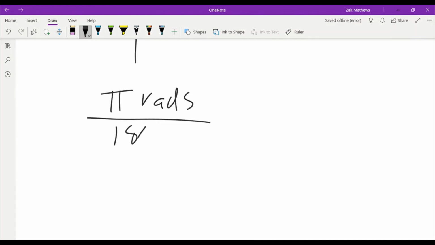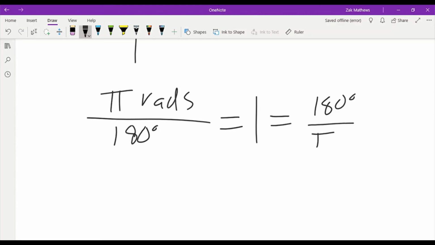which means that this ratio right here, that is equal to 1. If I have anything over itself, that is equal to 1. Even though they don't look the same, they are the same. They are equal to each other. And conversely, if I have 180 over pi, that is also equal to 1. So when I go to convert from one to the other, it doesn't matter which direction I'm going, I'm going to use one of these two.